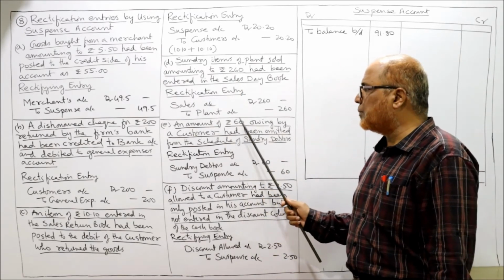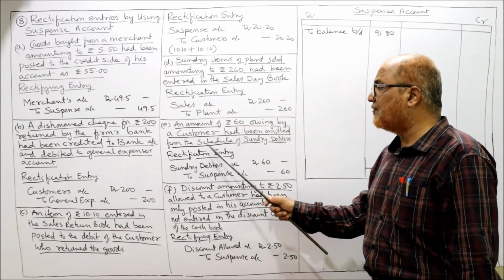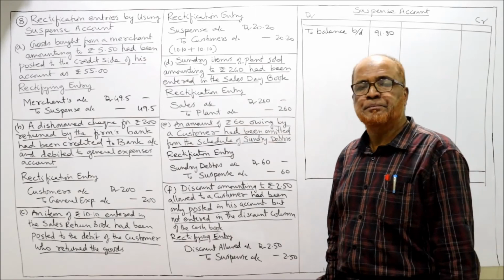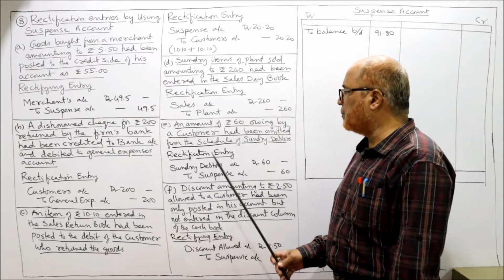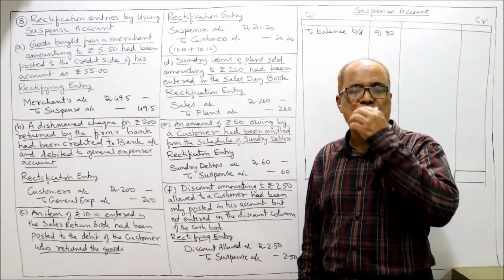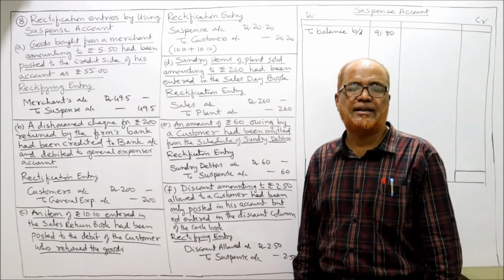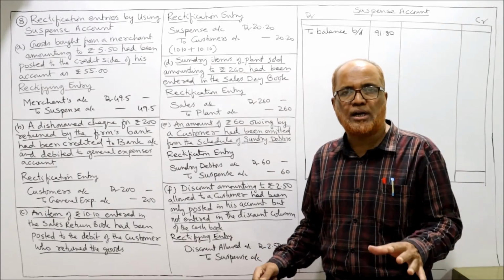Next one, an amount of rupees 60 owing by a customer had been omitted from the schedule of sundry debtors. An amount of rupees 60 owing by a customer. That means amount is due from customer, debtors, sundry debtors. Those are the total customers.